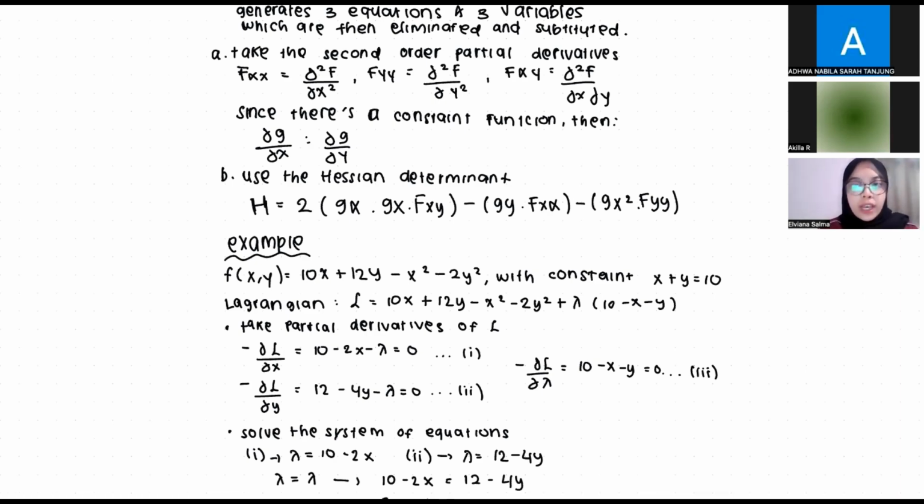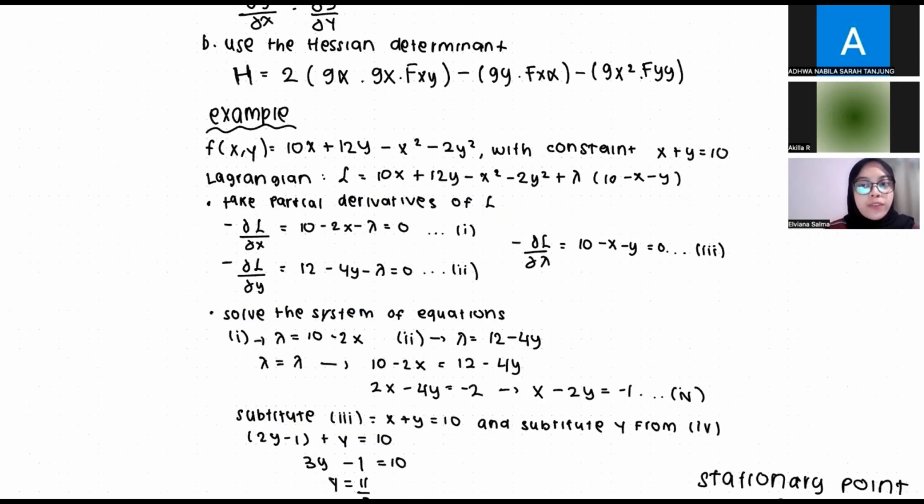And then the example problem, let's solve this example. Maximize 10x plus 12y minus x squared minus 2y squared subject to x plus y equals 10. We form the Lagrangian. L equals 10x plus 12y minus x squared minus 2y squared plus lambda times 10 minus x minus y. Now take the partial derivative. Partial L over partial x equals 10 minus 2x minus lambda equals 0, and so on.